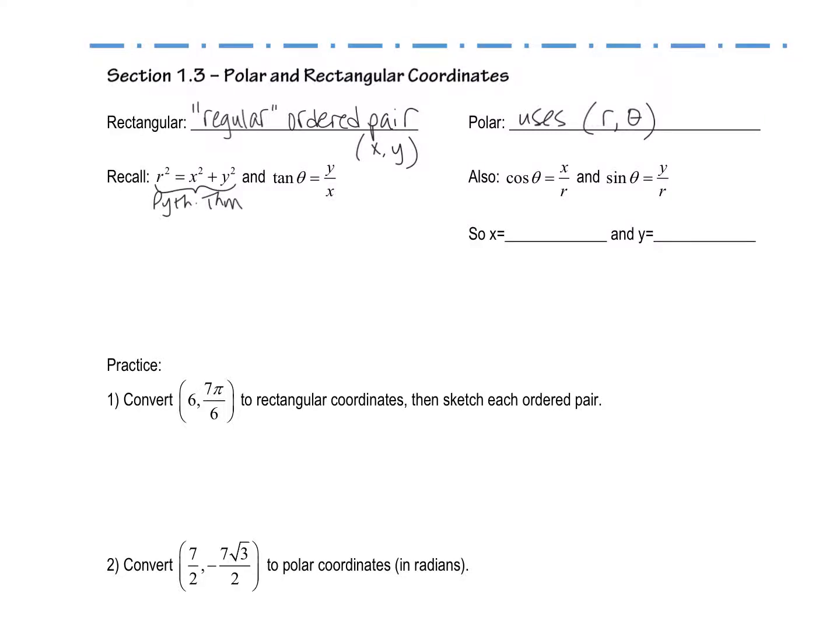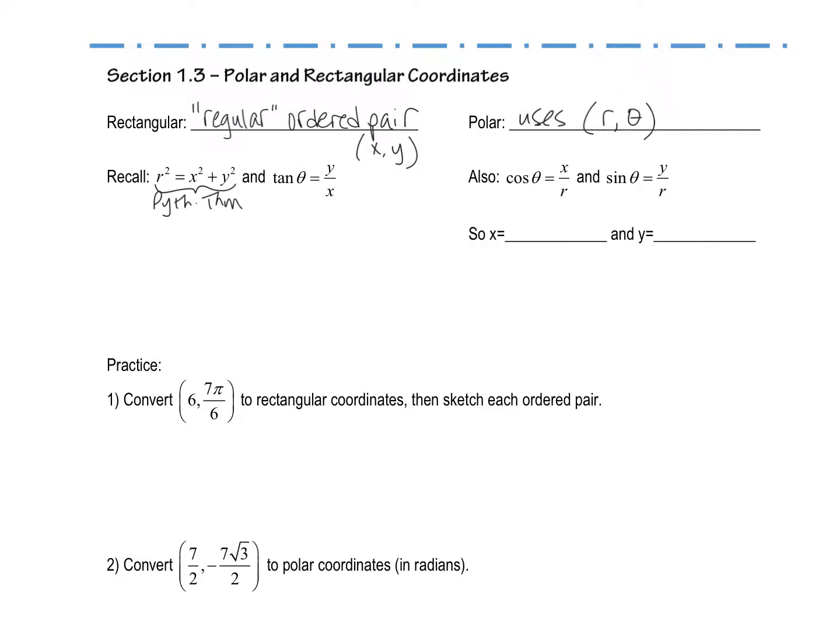Alright guys, here we are, section 1.3, polar and rectangular coordinates. What you have to remember, what I started to talk about in class, is going from rectangular, which is just our regular normal ordered pairs that we're used to in x comma y form, those are referred to as rectangular. The difference between that and polar, these are just different languages. Remember, polar uses r theta. R stands for the radius and theta stands for the degree of rotation.